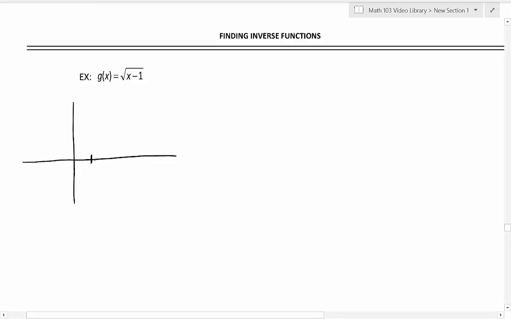So this g of x is our square root function, but it's been shifted to the right 1 unit. So it looks like this. We don't need every point on the graph. We just really need the starting point and the ending point. We'll use the vertical and horizontal line test to determine whether or not this is a one-to-one function. You'll notice that this passes both tests, so this is indeed a one-to-one function. That means we should be able to find the inverse.